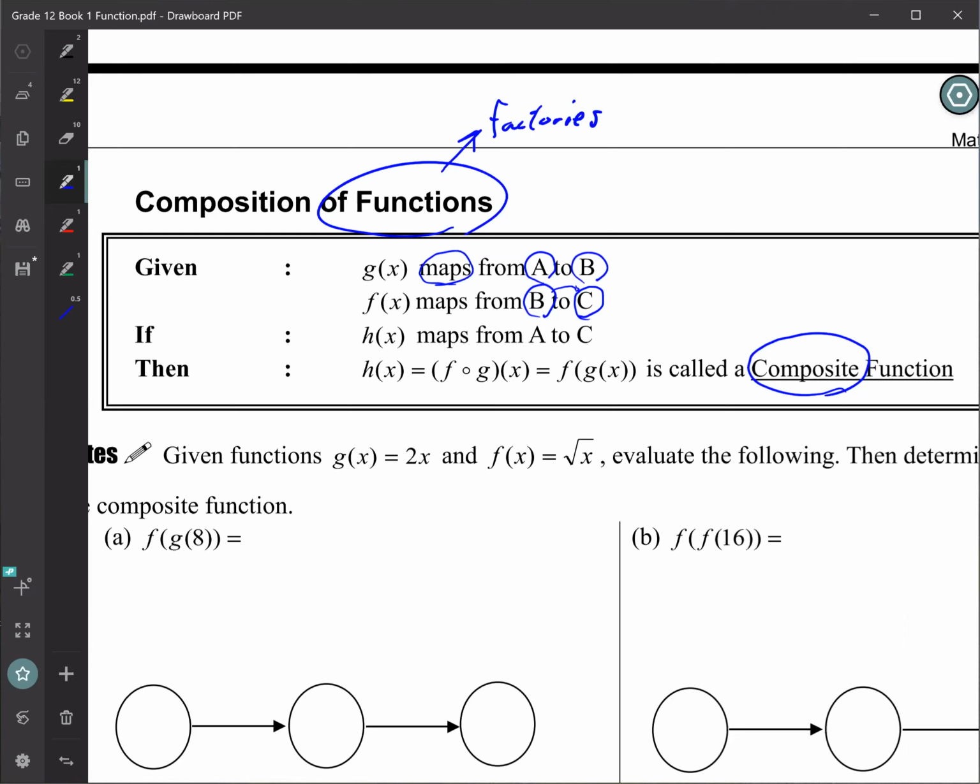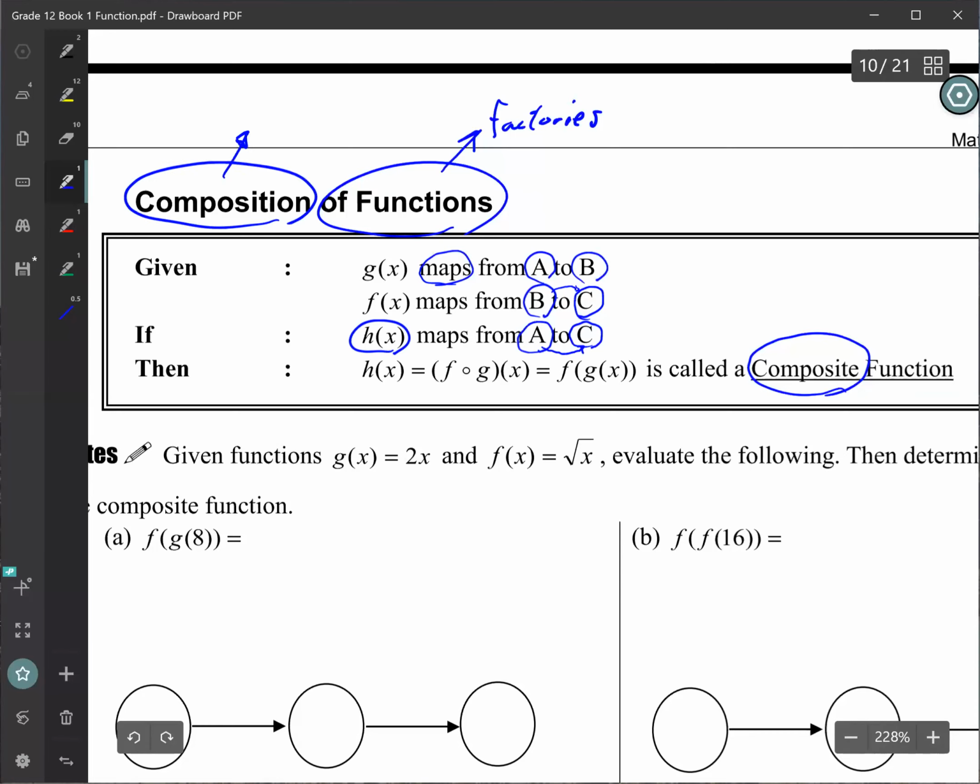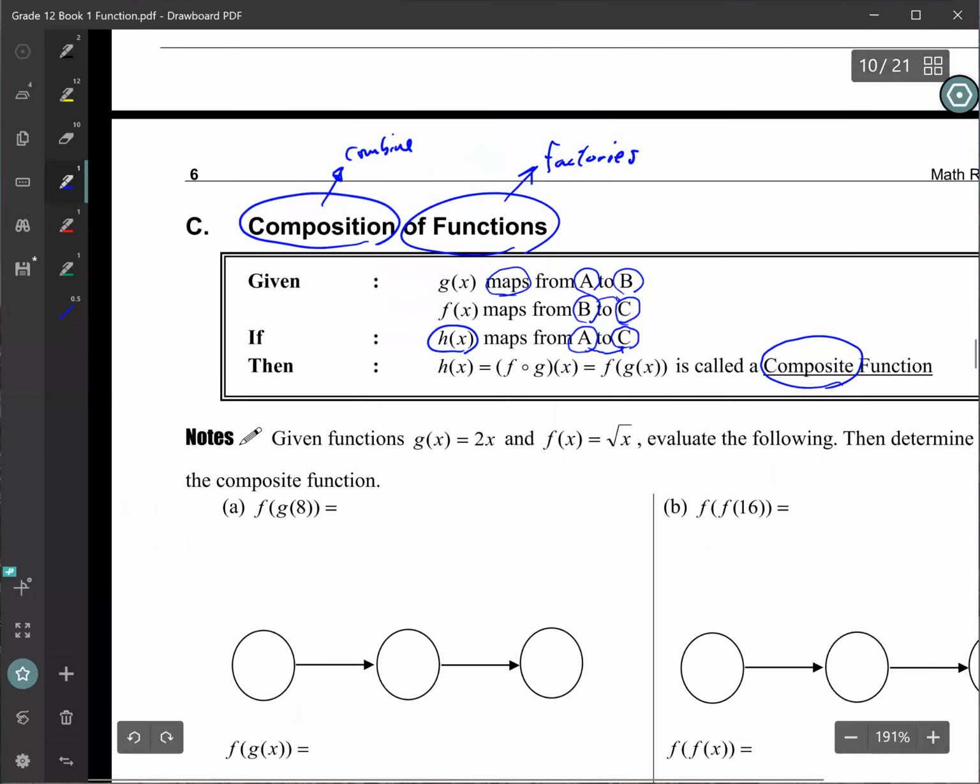And composite function means it does it all in one go. It takes whatever is in the beginning, combines both functions, and directly produces the car. So maybe you can think of it like a bigger factory, with two factories inside. So h is the bigger one. h combines, right? Composite, you can think of it as combine. Okay, that's the idea. Any questions so far?